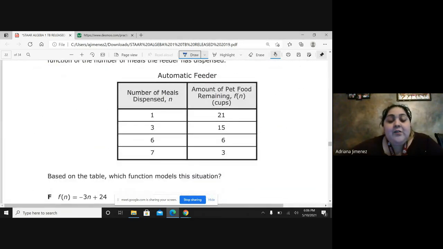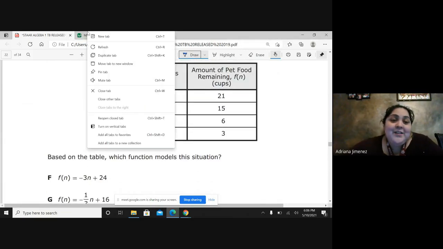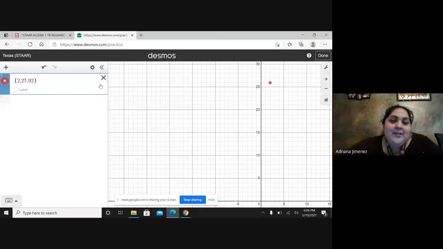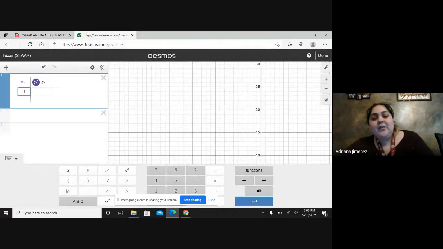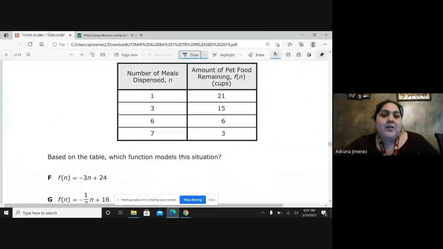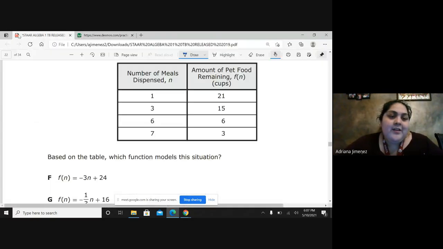Okay, this one right here wants to know which one's going to model it. So let's do what we should have done in the last one, which is to make the table. So we hit the X plus and a table, and we're going to type in our values in there. 1, 3, 6, and 7. 1, 3, 6, 7, and I typed over the 3. Okay, we look at the numbers. 21, 15, 6, and 3. Okay, we look at the answer choices.